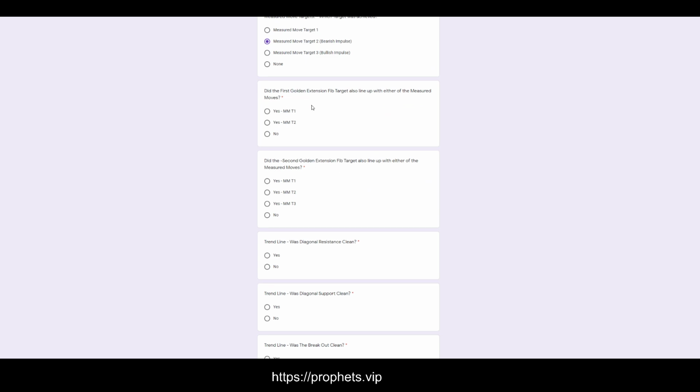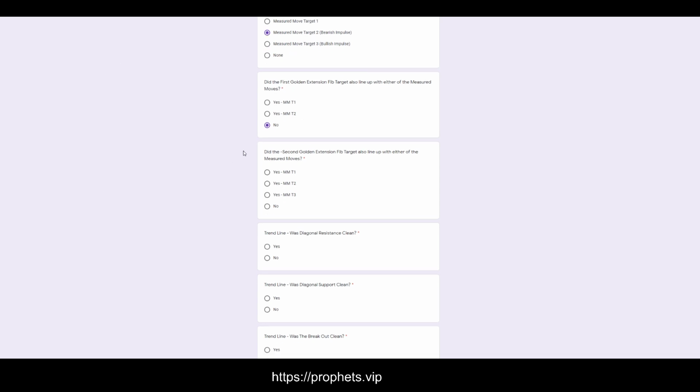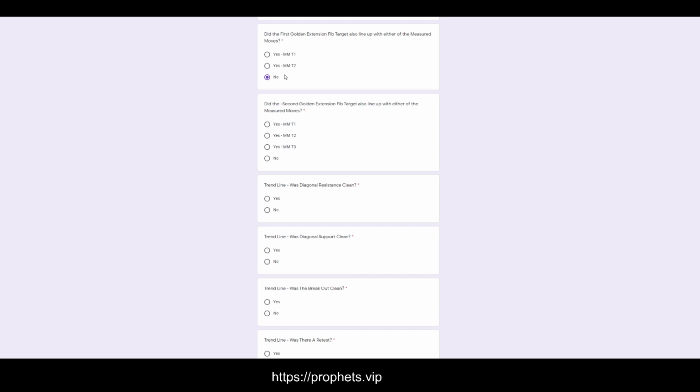I'll update this question maybe actually, I'll leave it. I'm going to say no to this. Even though it was a perfect fib level, it wasn't a golden level, and that's what I'm curious about. So we'll leave that. But that's a good learning curve for yourself, guys. If you see fib targets and measured move targets lining up to pretty much the same value, it's probably a good idea to take some profit there.